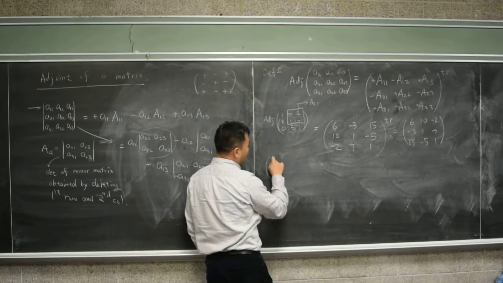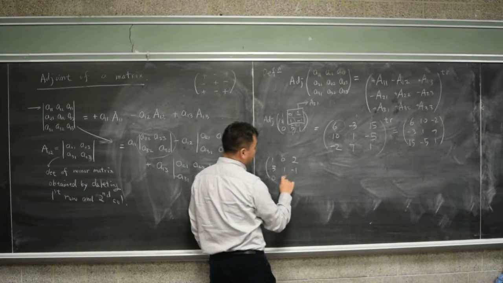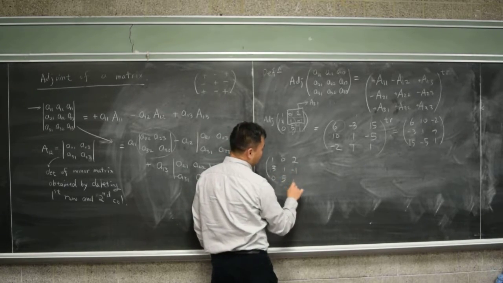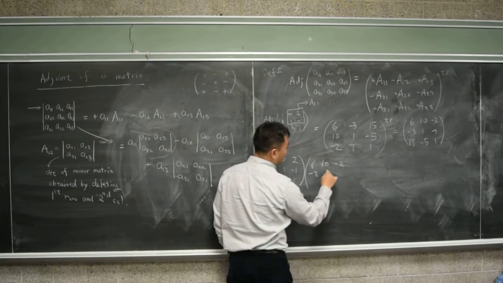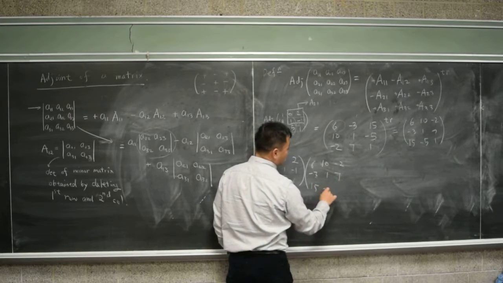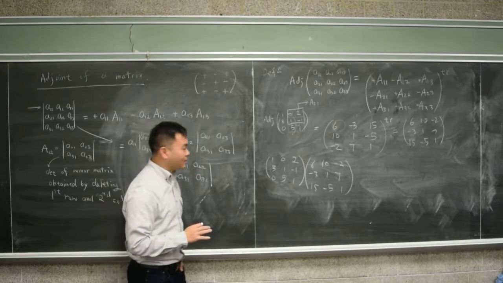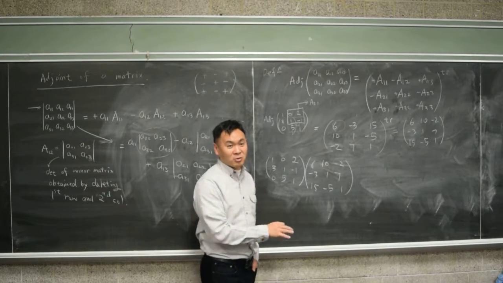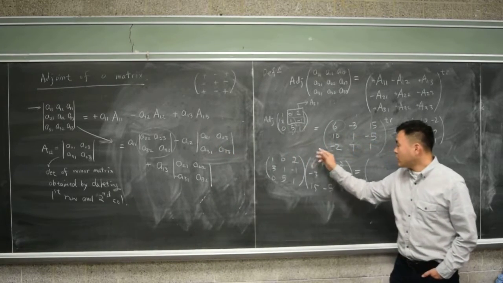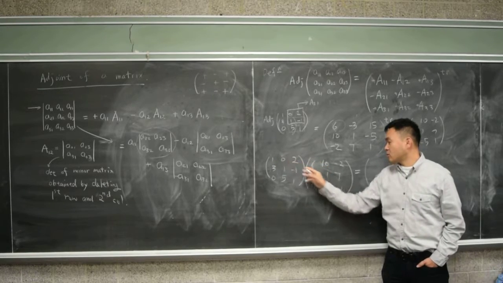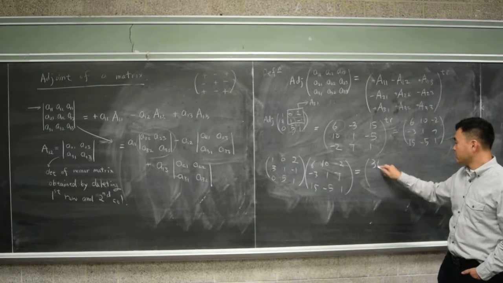Okay, so let's see. 1, 0, 2, 3, 1, negative 1, 0, 5, 1, multiplied to 6, 10, negative 2, negative 3, 1, 7, 15, negative 5, 1. So if I didn't make any mistake, then this should be a diagonal matrix with the same number on the diagonal. This times this, that's 1 times 6, 0 times 3, that doesn't count. 2 times 15 is 30, 36. That's what I get.